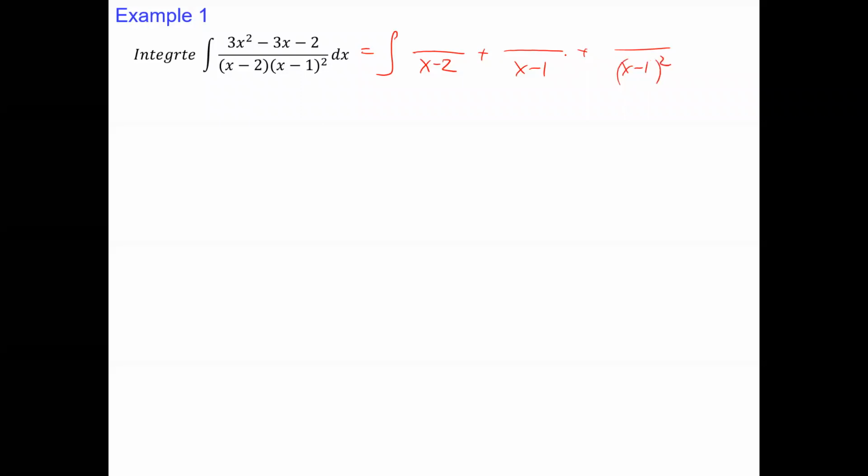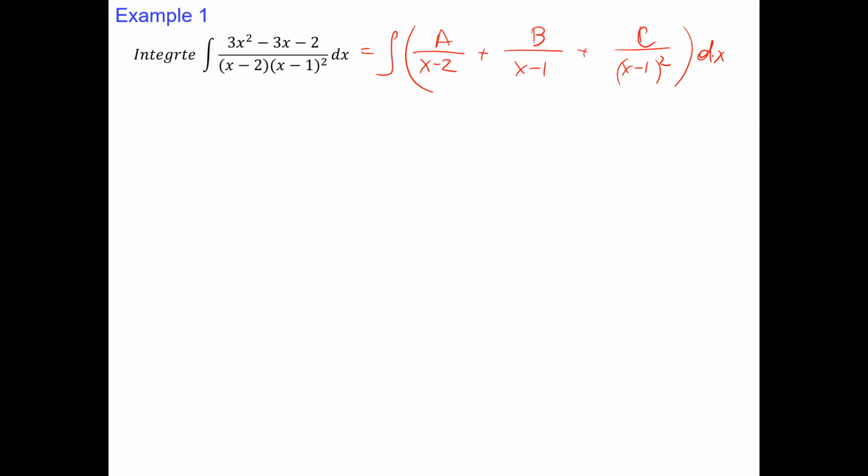Okay, how many partial fractions are we expecting? We have 1 over x minus 2, 1 over x minus 1, and also 1 over (x minus 1) to the power of 2. And then everywhere, a constant coefficient.